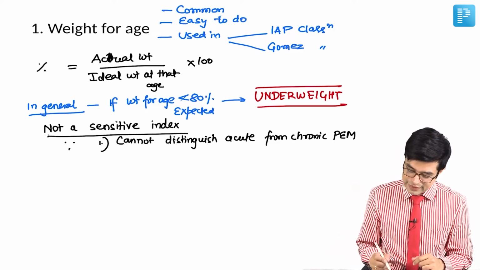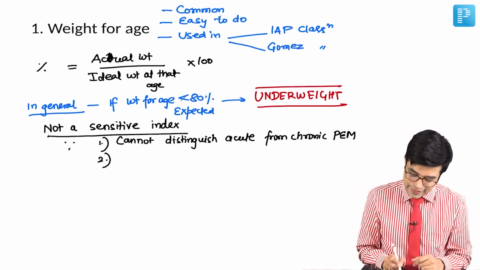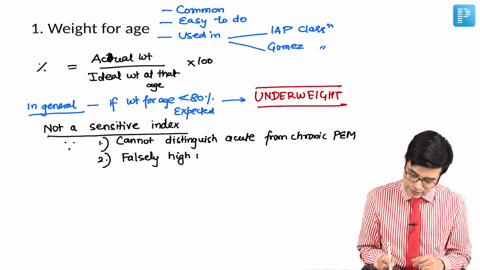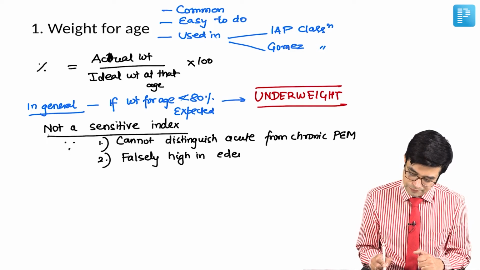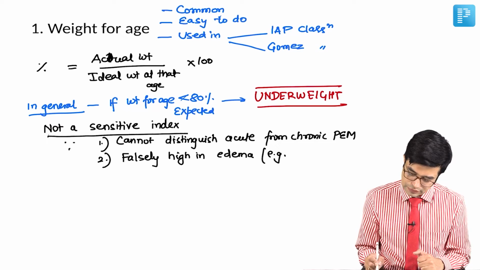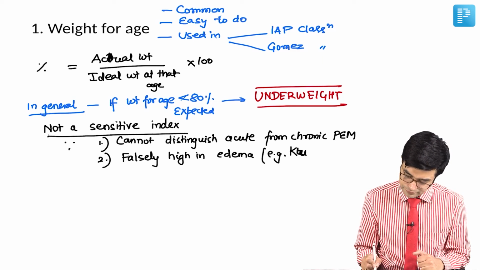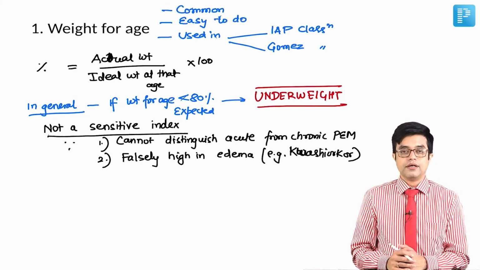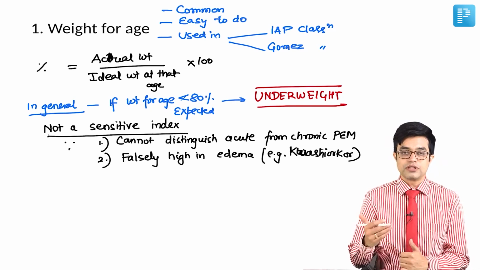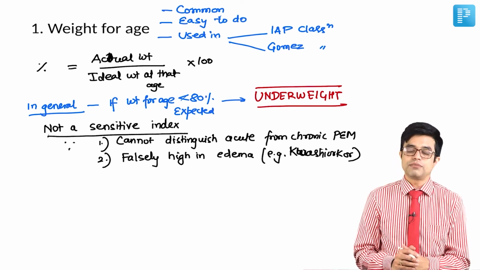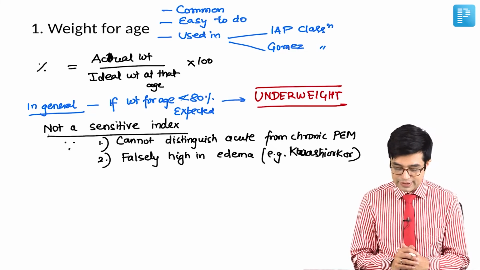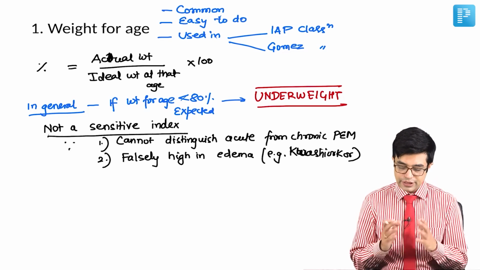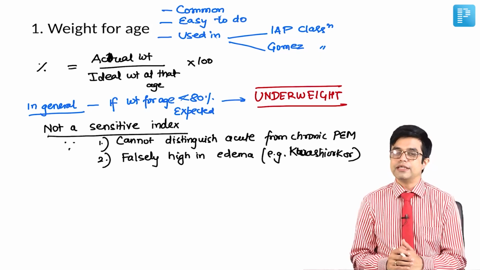Second reason why it is not a sensitive marker is because it can be falsely high in children with edema. For example, kwashiorkor. Suppose there is a child with kwashiorkor. Edema will cause weight for age to be falsely high, but we know that it is a type of severe protein energy malnutrition, and so it is not very sensitive. So these are the points regarding weight for age that you need to know. Weight for age is commonly used, but it is not a very sensitive index.